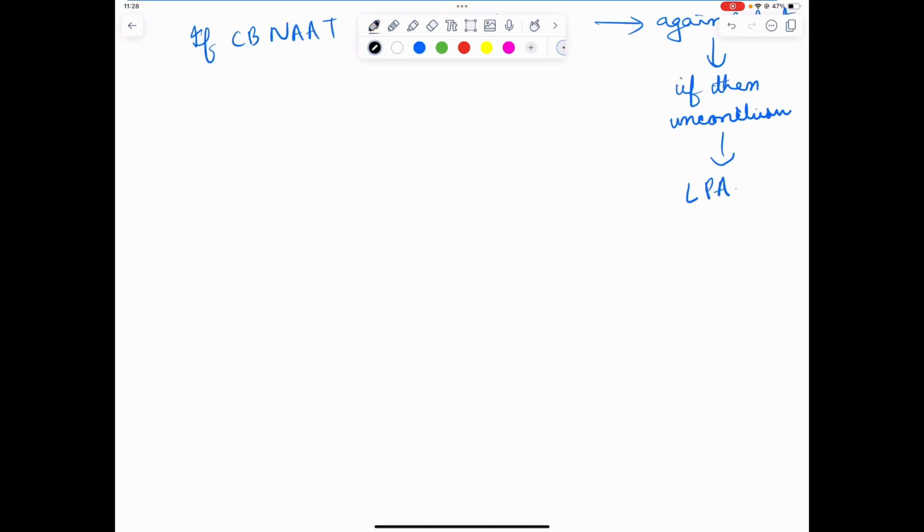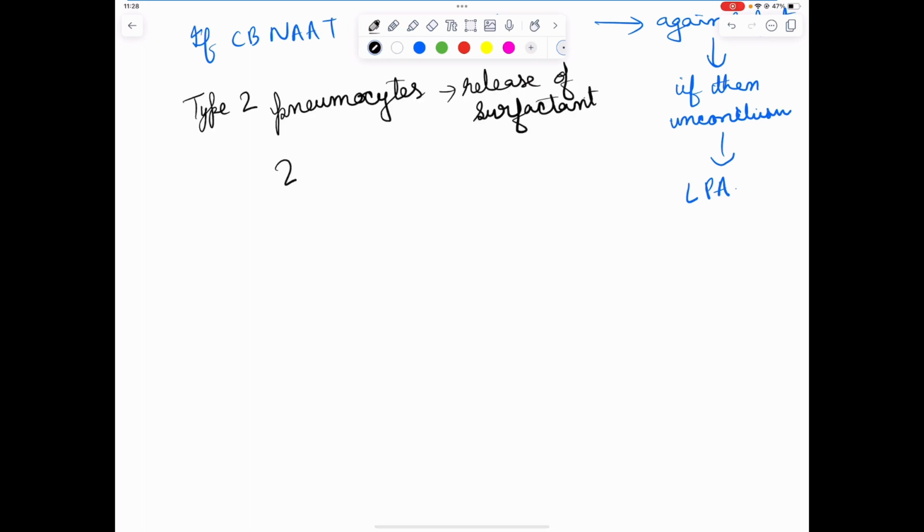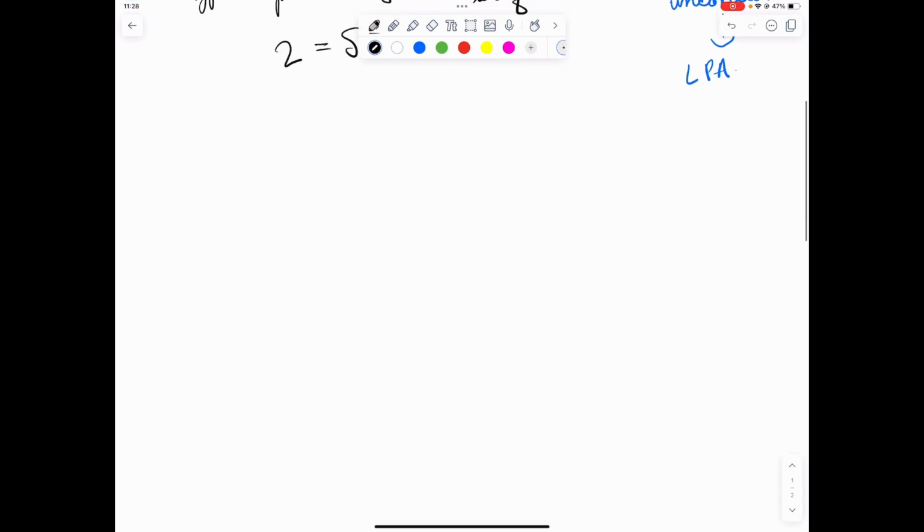Now type 2 pneumocytes release surfactant, and there are lamellar bodies inside. So 2 looks like S: release of surfactant, lamellar bodies. Clara cell is found in the upper airway respiratory tract.